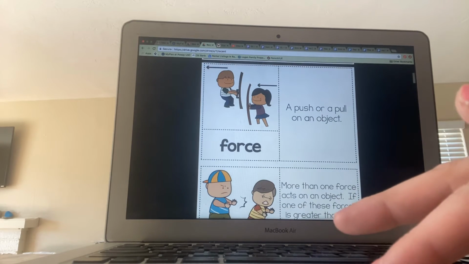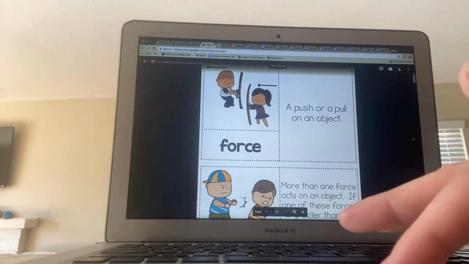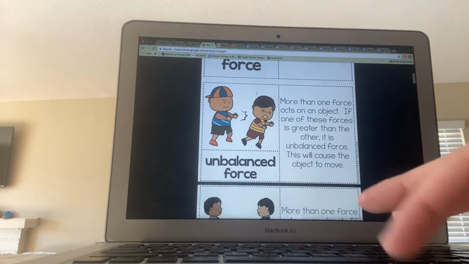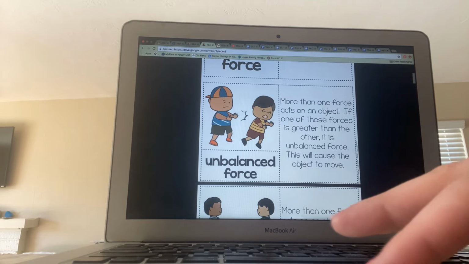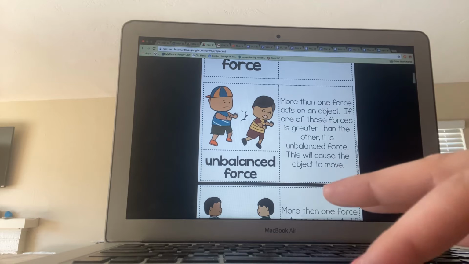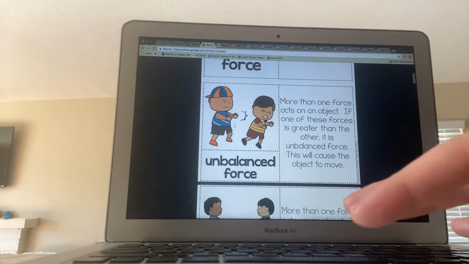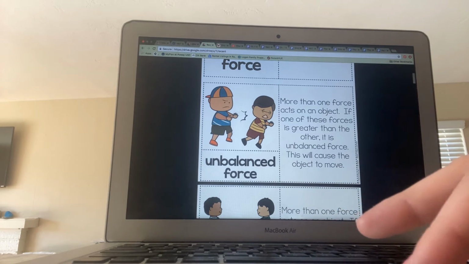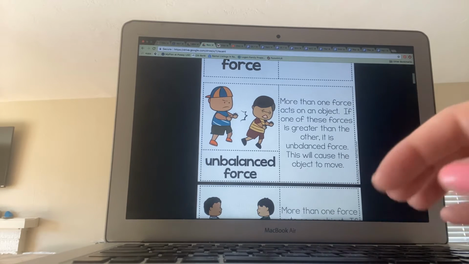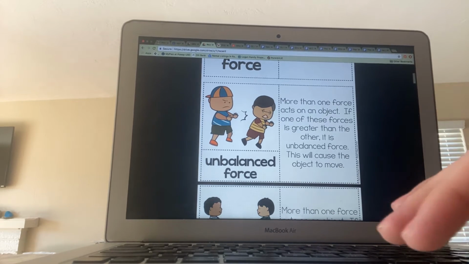these friends were going back and forth equally with the push and the pull. This is unbalanced force, where you can see this boy is pushing this boy, and based on the picture, it appears that he's stronger and he's pushing, and this friend can't push back fast enough. So it's called unbalanced force.